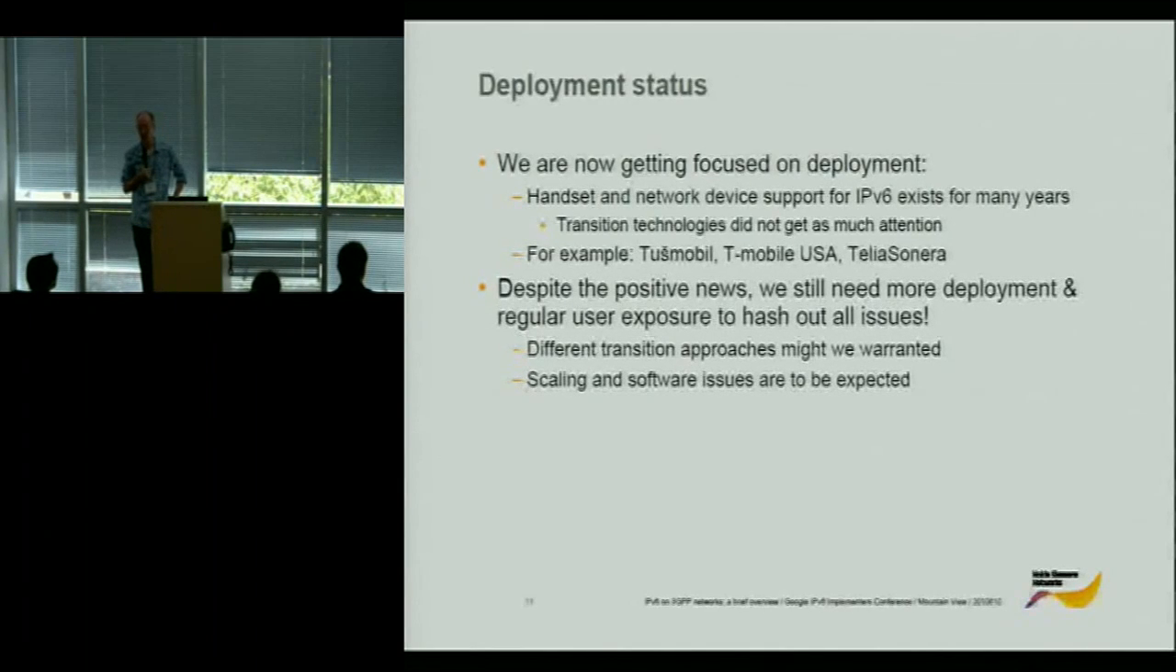But luckily, we now start to see that life has gotten easier for us because we don't have to push anybody anymore. People are asking us. And we are ready for it, so there's a demo from Jan later about their deployments. We see T-Mobile USA now deploying. Telia and Sonera have already had IPv6 enabled in the network for a long time, but we couldn't talk about it, so people didn't know about it. But now it's public, so we can mention it.